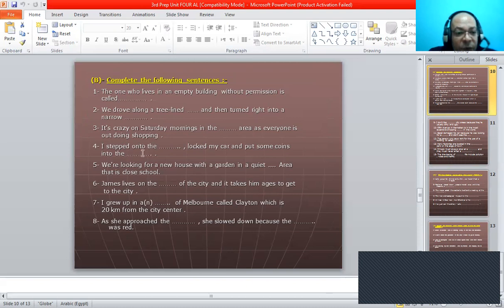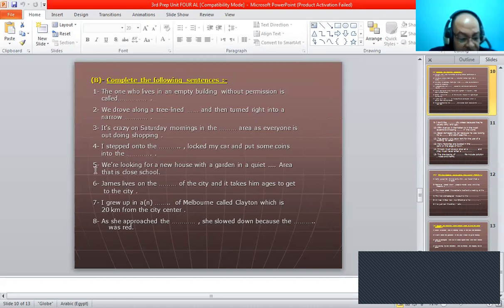Number 4: I stepped onto the pavement, locked my car and put some coins into the parking meter. So I stepped onto the pavement, I parked on the sidewalk, locked my car and put a coin in the parking meter, which is the car parking counter.